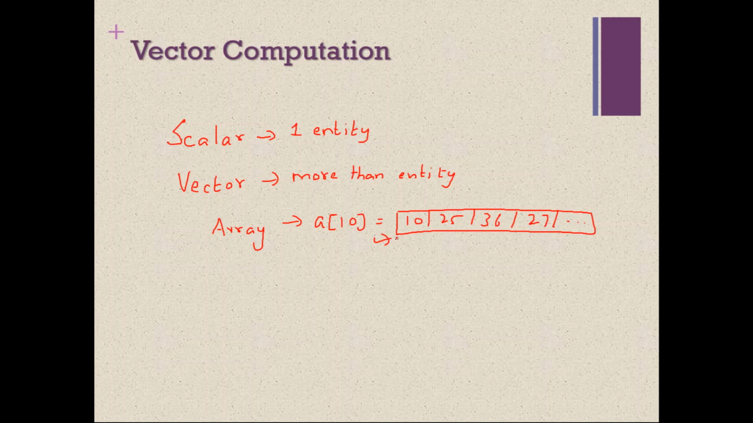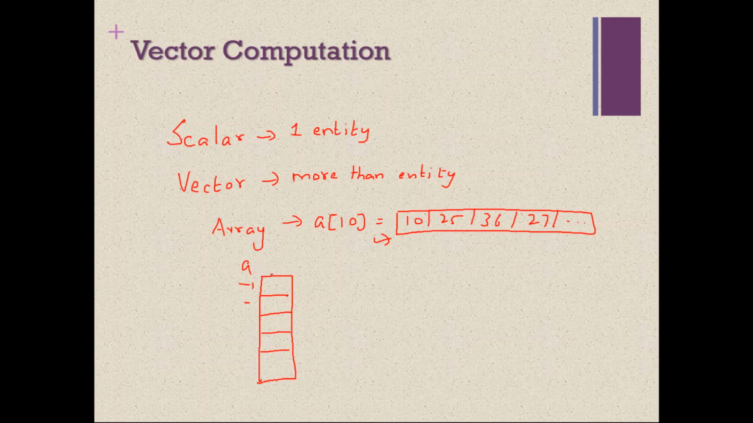But conventionally vectors are represented something like this. Here the array is represented with one row and multiple columns, whereas conventionally vectors are represented as a single column with multiple rows. So you can say that this is a vector, this is a vector.